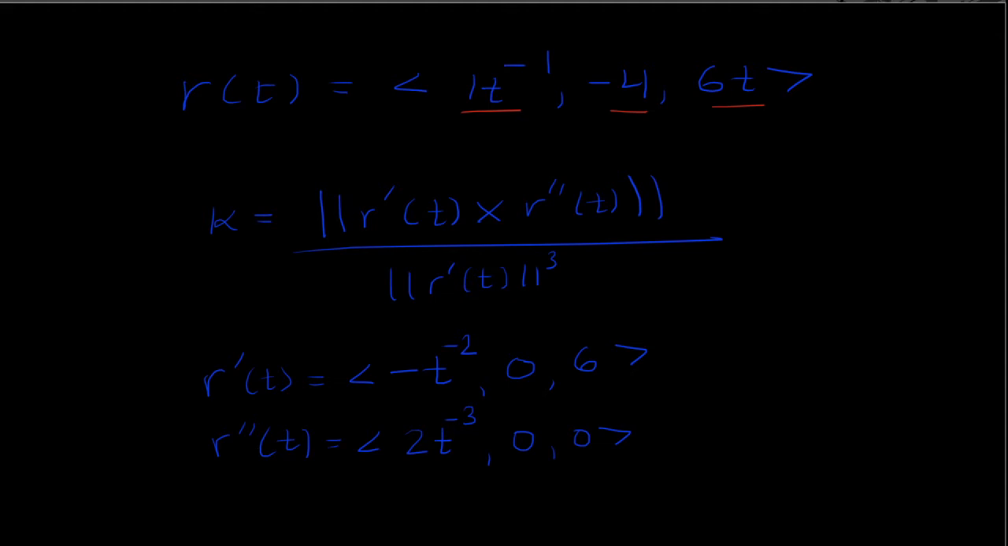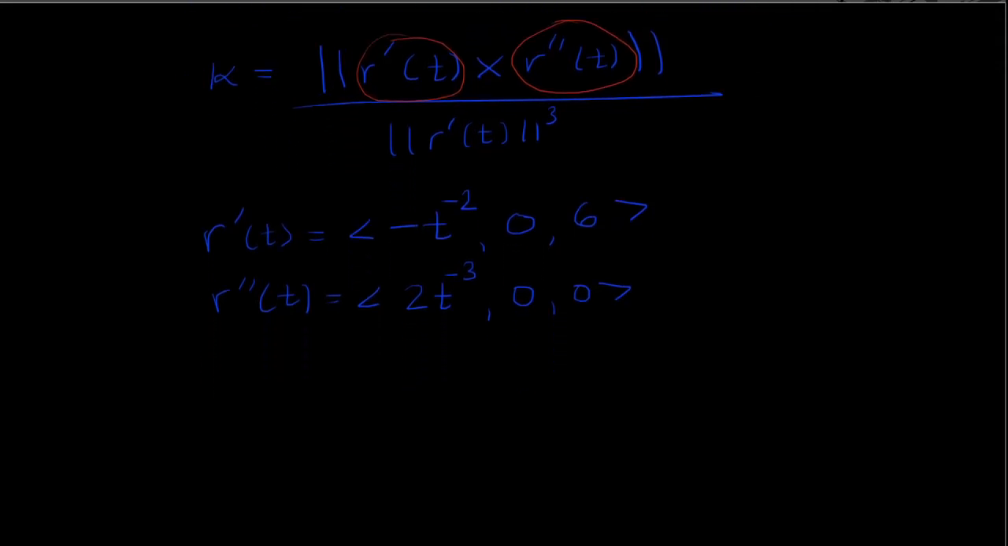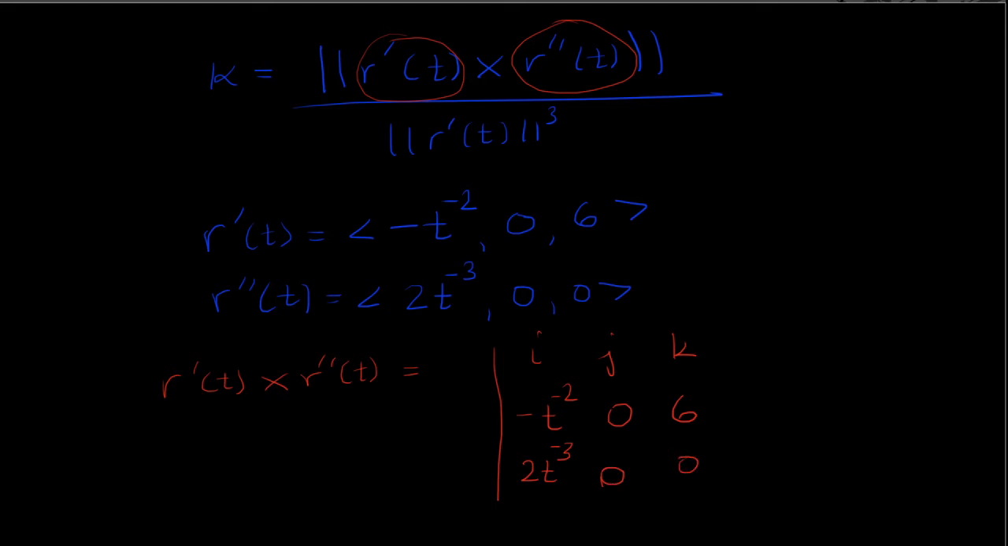Okay. The next thing we need to do is we'll be looking at the top here. We have r prime. We have r double prime. Now we want to take the cross product. So we want r prime cross r double prime. So we're going to have as a first row i, j, k. The second row will be r prime, which is negative t to the negative 2 power, 0 and 6. And then the last row will be r double prime, which is 2 times t to the negative third, 0 and 0.